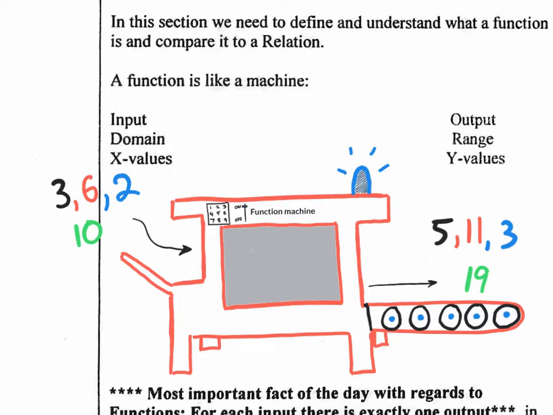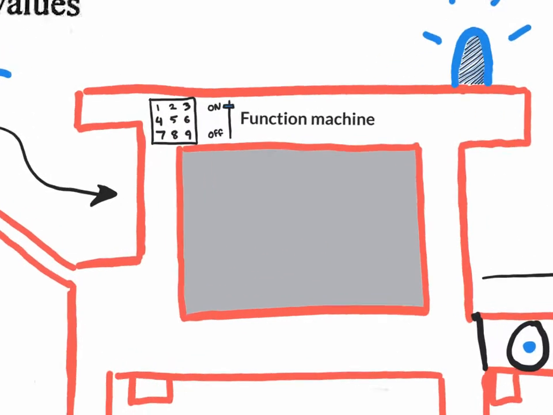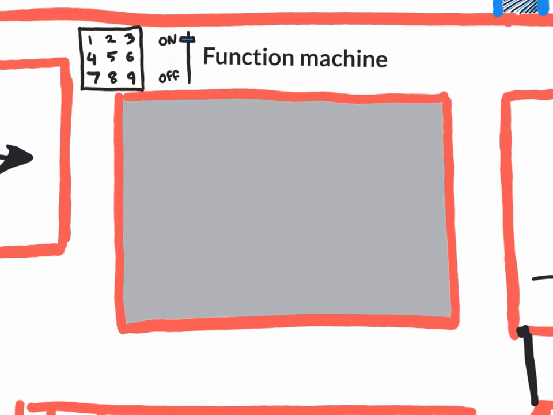So if I take the 3 and multiply it by 2 and subtract 1, 3 times 2 is 6. 6 take away 1 is 5. 6 times 2 is 12. Take away 1 is 11. 2 times 2 is 4. Take away 1 is 3. 10 times 2 is 20. 20 take away 1 is 19. So when we take a look at the inside of this machine, what's really happening in there is y equals 2 times your x value minus 1.